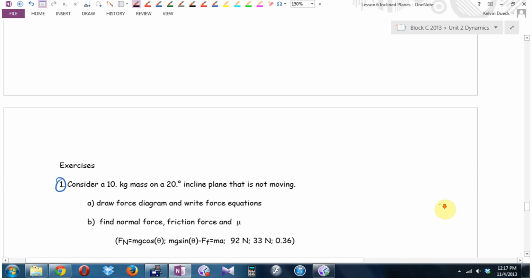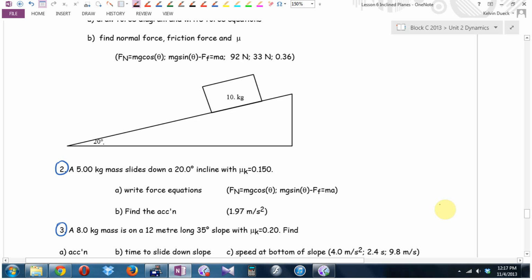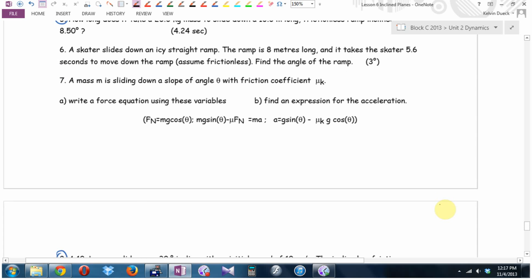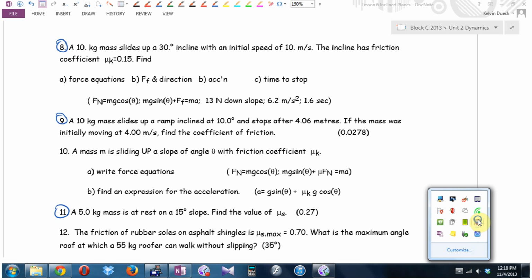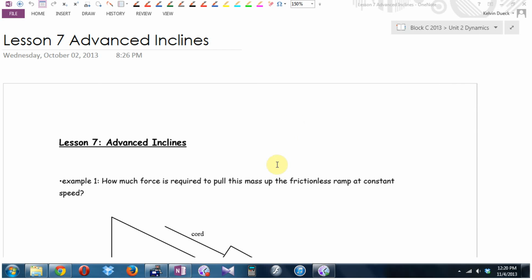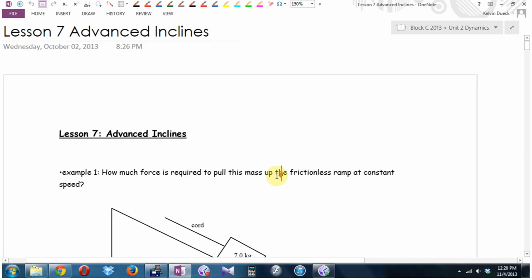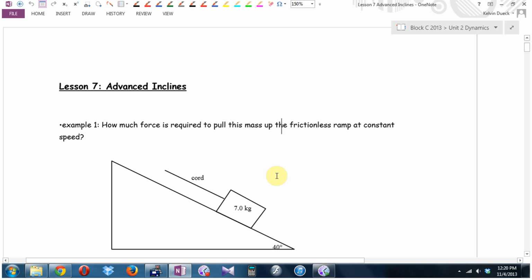So that was the last one. And then I gave you some questions from the homework. Normally I would say I'll take questions, but today's lesson is just a continuation of inclines, and so it may actually help you clarify and wrap your brain around what's going on. So lesson 7, advanced inclines. I have a feeling I won't get through this whole lesson today either, but that's okay. We'll get as much as we can.